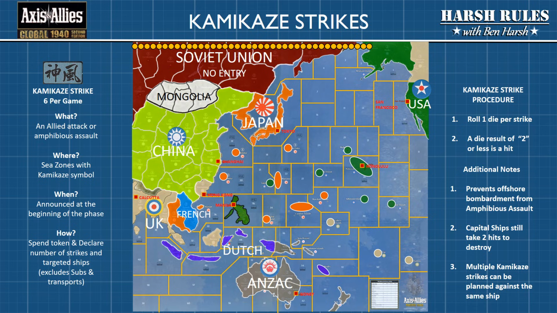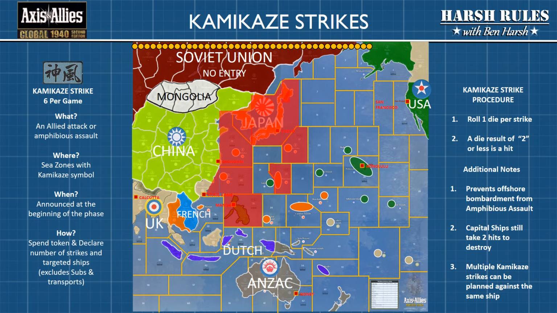Kamikaze strikes are a unique defense only available to the Japanese player. Historically, this was a Japanese pilot that conducted a suicide attack on enemy ships with a plane loaded with explosives. In this game, the Japanese player is only allowed 6 kamikaze defense strikes in the sea zones highlighted on the board. Each eligible sea zone will be marked with the kamikaze icon.